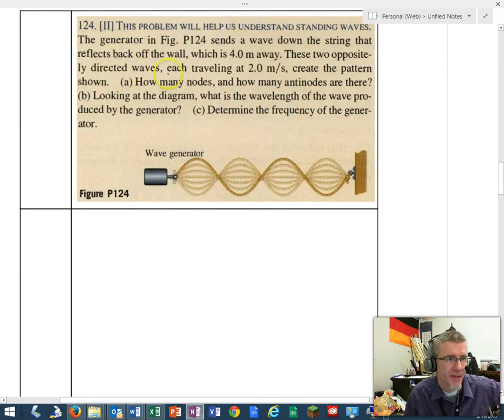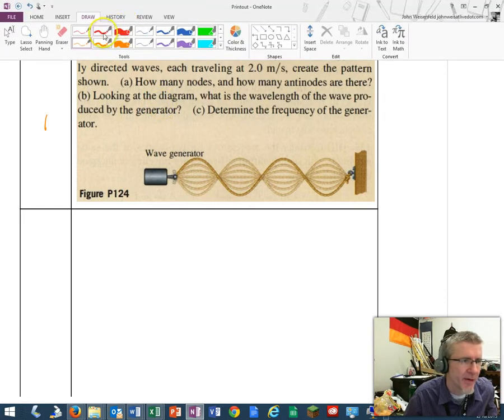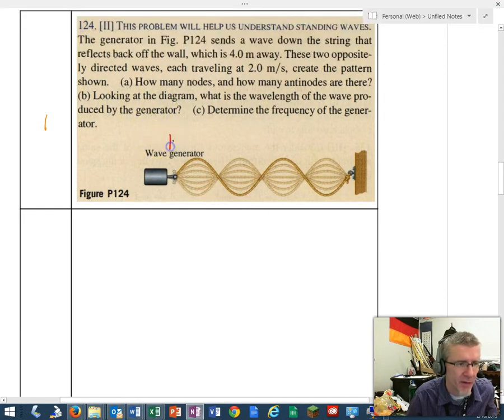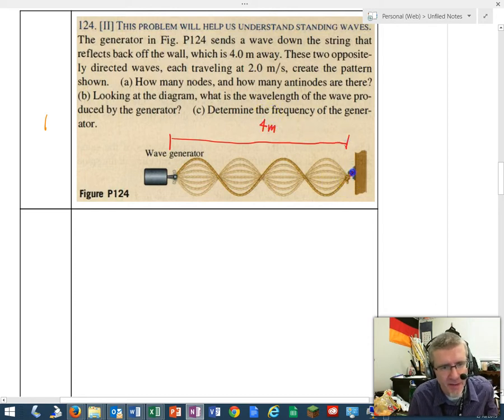Okay, next question. 124. We send a wave down a string. It reflects off a wall, which is 4 meters away. So let's put that over here. So we are from the generator of the wave to the wall. We are 4 meters. Notice that the wave is pinned here, so we're a standard pinned wave. And if the oscillation is small amplitude here, then we can assume that this is also a pinned section.